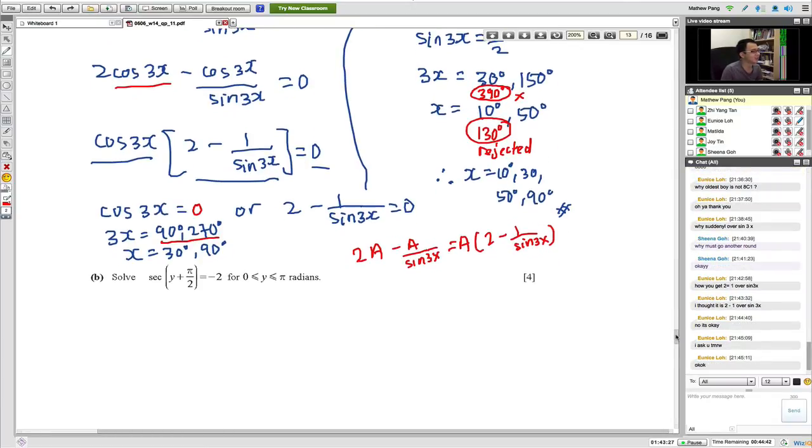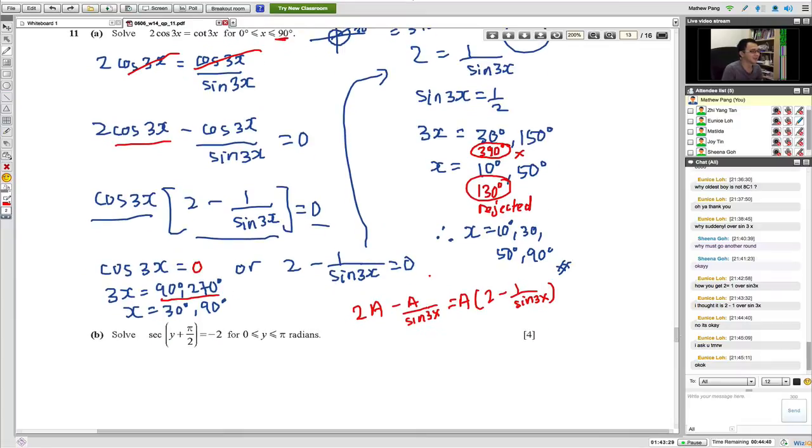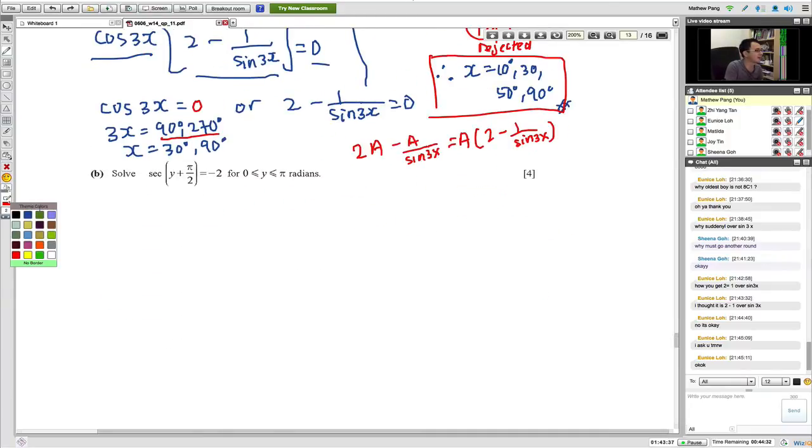Okay, so yeah, this is the answer: 10, 30, 50, and 90. That's all. Now for the second part, it asks you to solve this one in radian. So first thing, when I see radian, make sure you change your calculator to radian. If you do it in degree, the whole question will be wrong. Okay, so I will do this one.